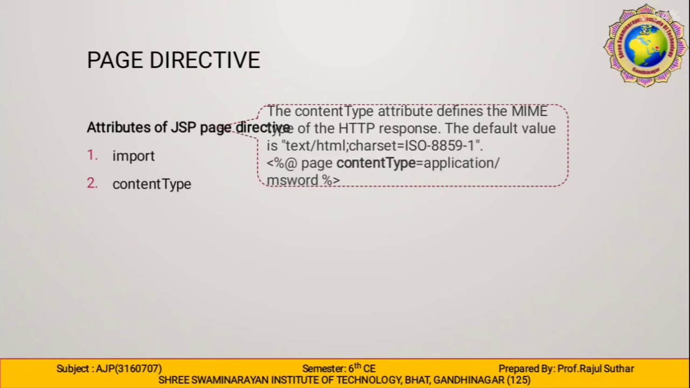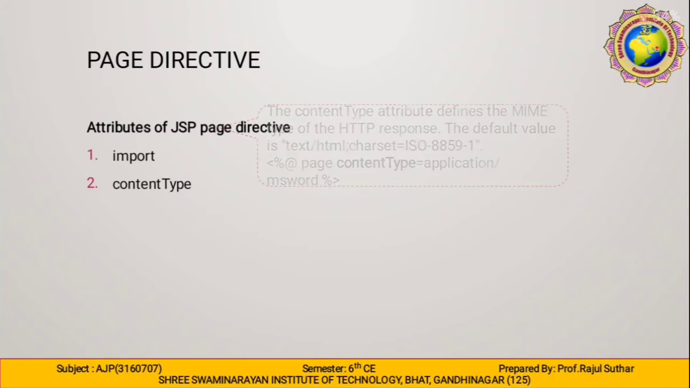Second, contentType. The contentType attribute defines the MIME type of the HTTP response. The default value is text/html; charset=ISO-8859-1, or page contentType is equal to application/msword. So this is the text content. We can write in Notepad or MS Word.